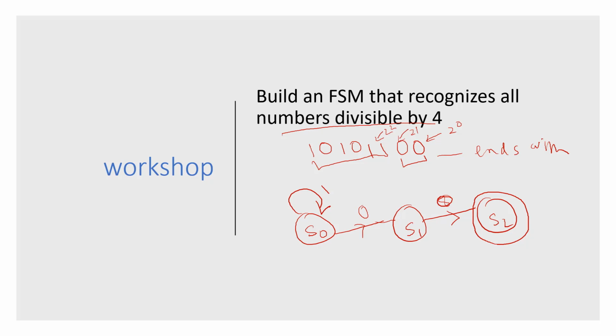Let's think about this. Now, if you're in S1, if you see a 1, what should I do? I would say we need to go back to S0 because that means you have seen a 1. That means you're not going to get 2 consecutive zeros. But if you see a 0, you can go forward to the next state. So as you can see, this is completely determined by this machine because this machine will only end if you get 2 consecutive zeros in a row and it ends in S2. So here's a machine that can recognize if a number is divisible by 4.